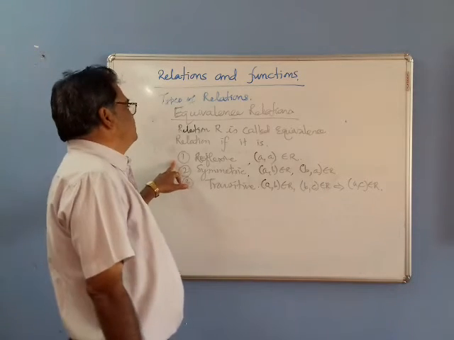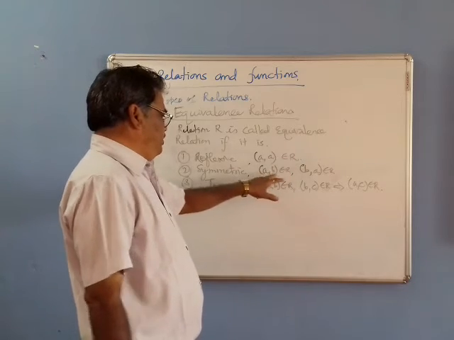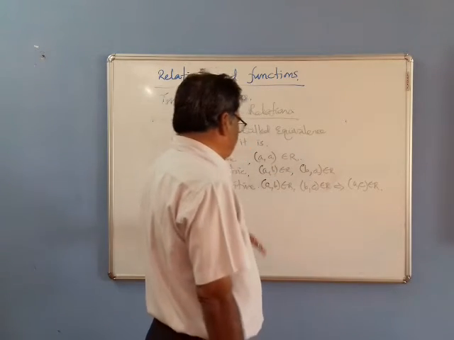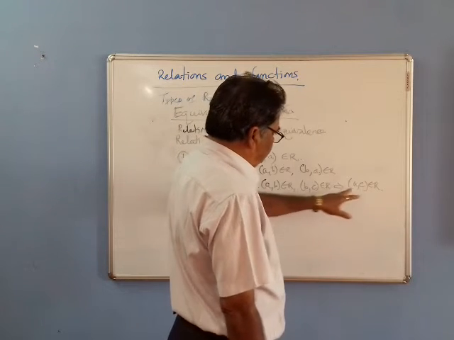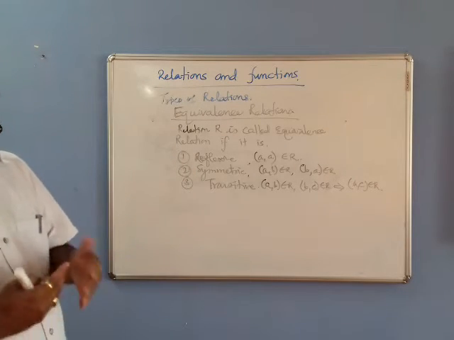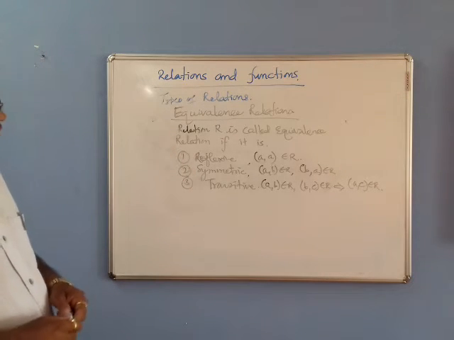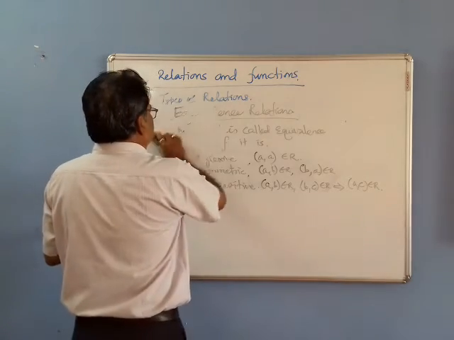If the relation has (a, a) belongs to R, (a, b) belongs to R and (b, a) belongs to R, also (a, b) belongs to R and (b, c) belongs to R implies (a, c) belongs to R, then it is called equivalence relation. All three conditions must be satisfied by it. Okay, this is called equivalence relation.